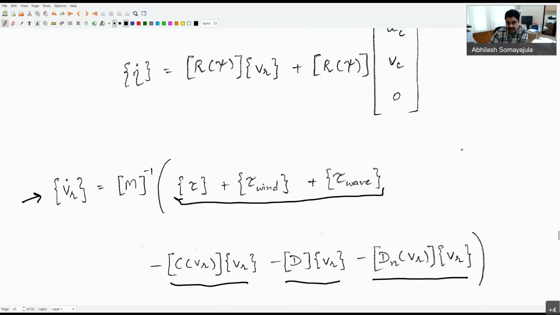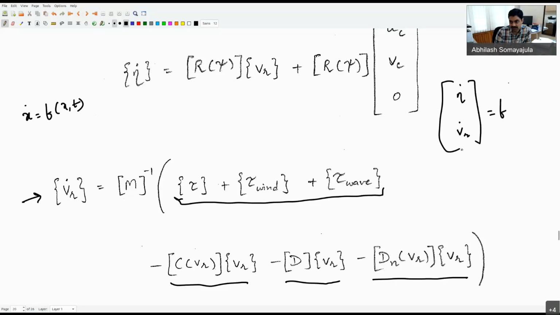Everybody is comfortable in understanding how that will work? Because this conforms to the form which MATLAB ODE45 wants you, right? They want you to express x dot as some function of x comma t. So what am I doing here? I am putting eta dot here, vr dot here, and I am giving it as some function of t comma eta and vr. And that function is nothing but this entire thing.